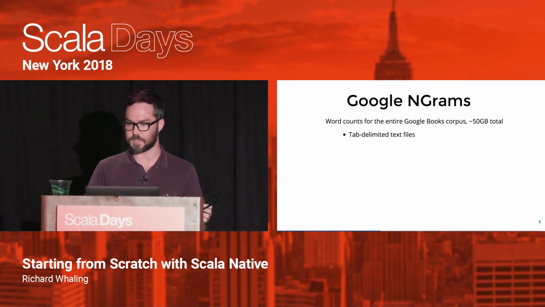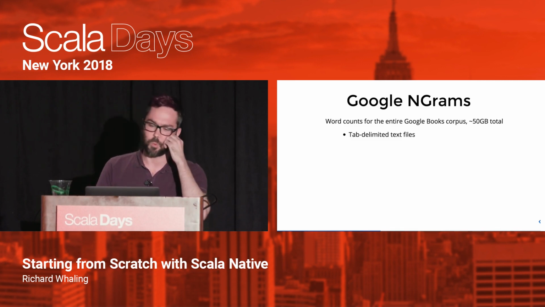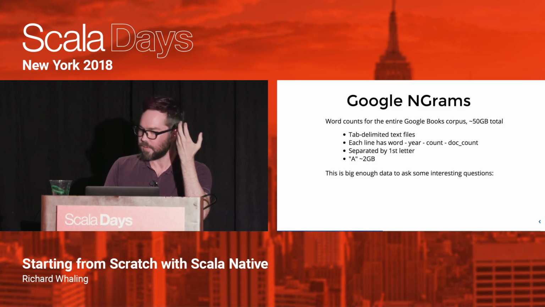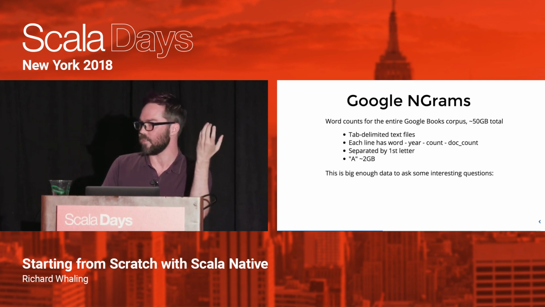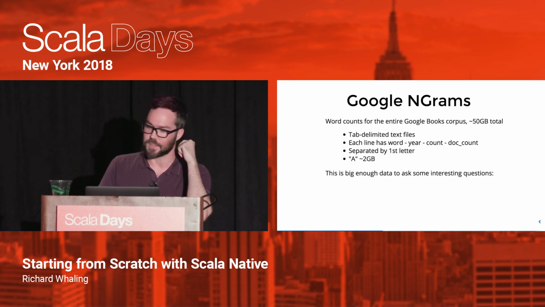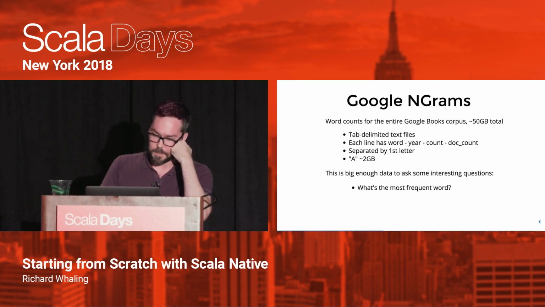Google Ngrams is this 50 megabyte data set that's word counts for the entire Google Books corpus. It's tab-delimited text files, 4 columns each. They're separated by the first letter of a given word, so just the A words is 2 gigabytes, and that's what I'm going to use today, just in the interest of sanity.